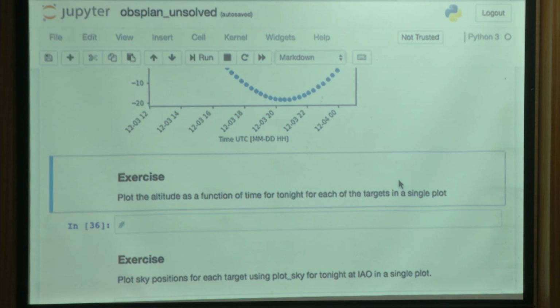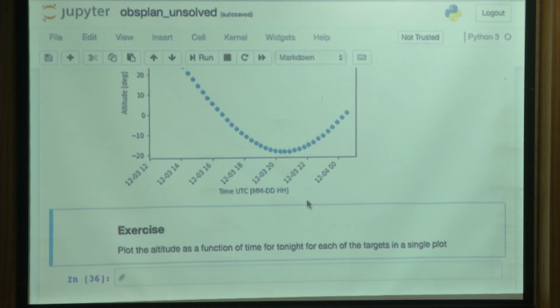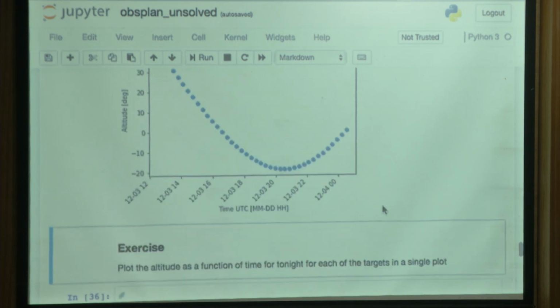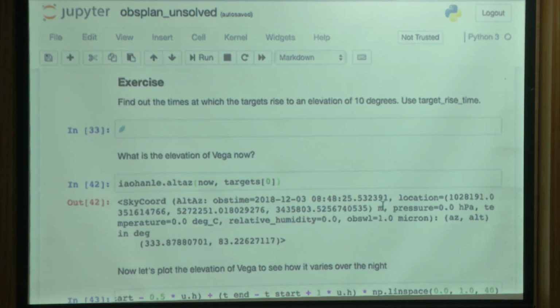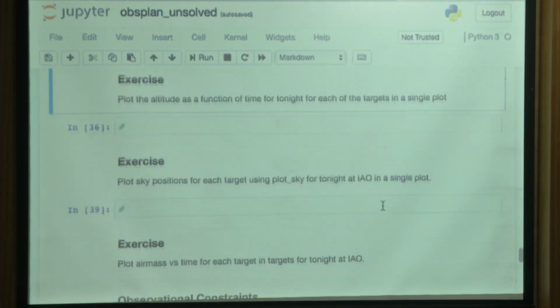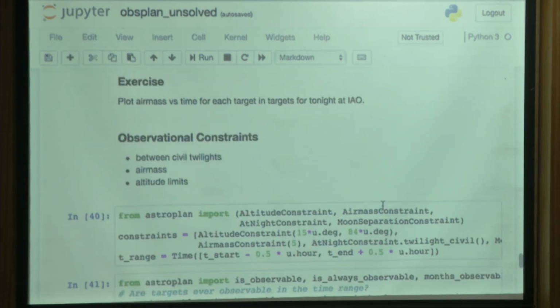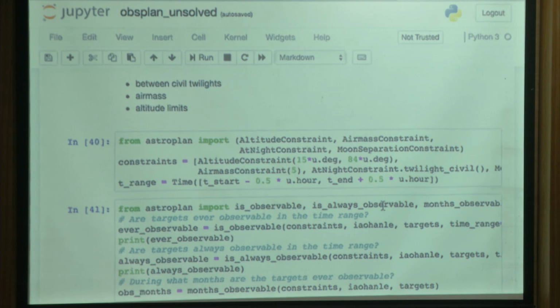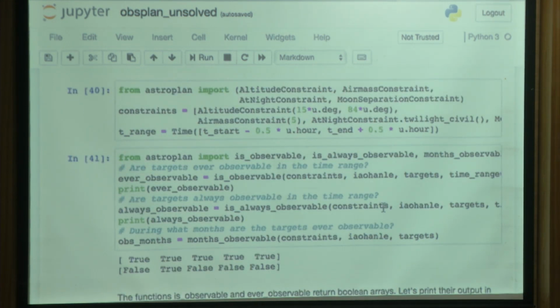Now a simple exercise would be to get this plot for all your targets. Just loop over your targets using a simple for loop, and you can make this plot for each of the 5 targets that we have defined. So you can try these exercises.